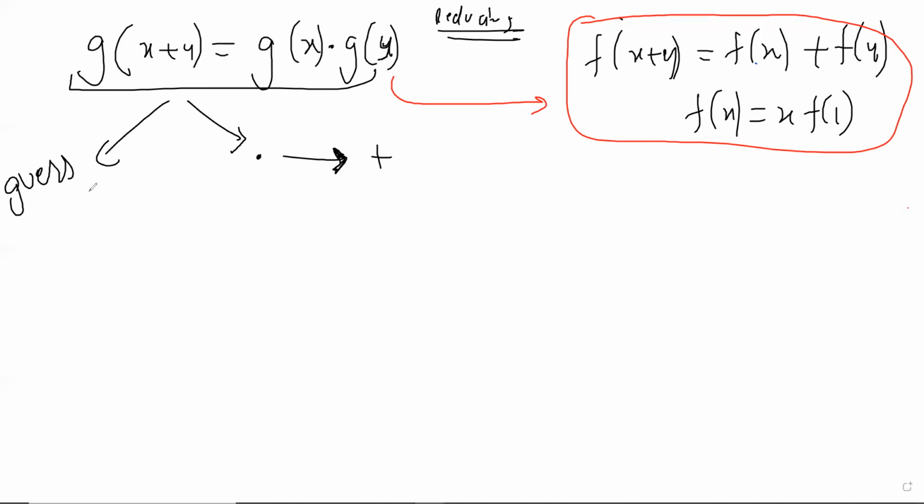The index rule. Think about the index rule that you've learned in high school. This is exactly like that. If g(x) was 2 to the power x, for example, then this would work. That's what indices do, right? When you multiply the numbers, the indices add. Addition gets converted into multiplication, and multiplication gets converted into addition in the powers. So that's your guess.